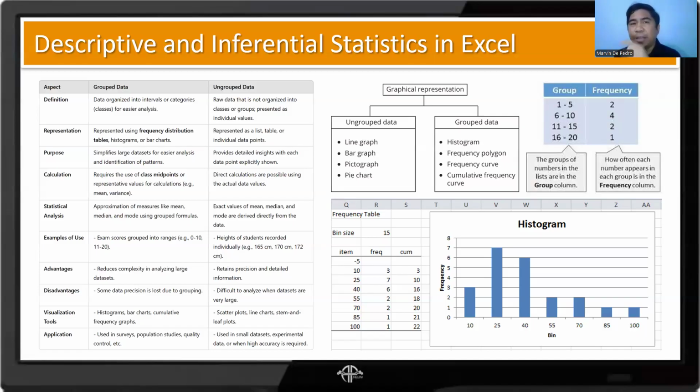Okay, and then we have 10 to 19 as the second one, 20 to 29 for the third one, and so on. Okay, so that's an example of grouped data. And for ungrouped, of course, if it is not that easy to group our data, like to put them in brackets.